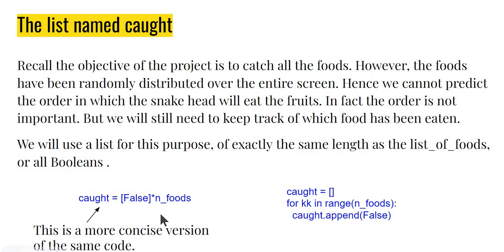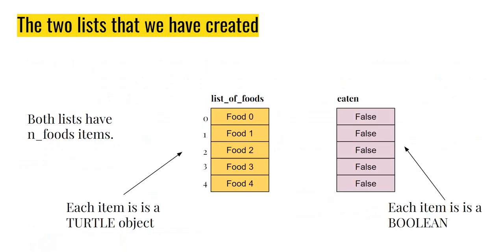We have this list caught which we have created. We use this code, but as we saw, it is exactly the same as appending it in the loop. I called it eaten in the video, but you can also call it caught. Doesn't matter. The name really doesn't matter. The intent is what is important, that we are going to keep track of which food has been eaten through this list. So graphically speaking, what we have done is that we have created two lists.